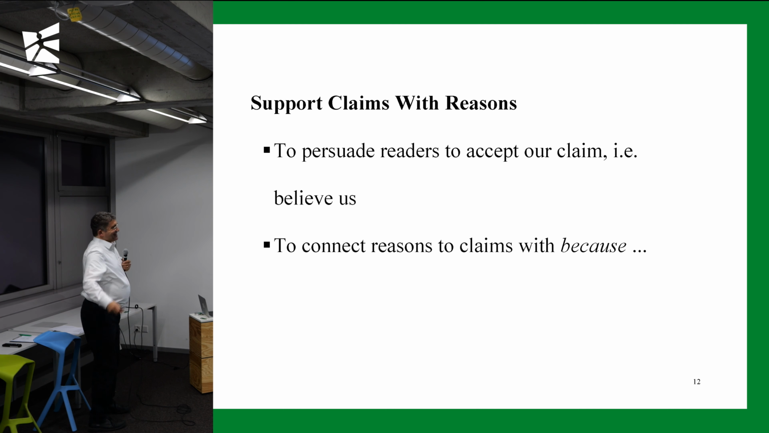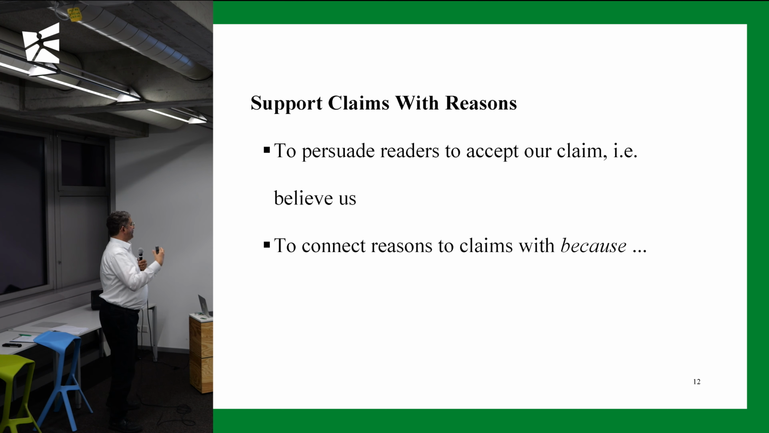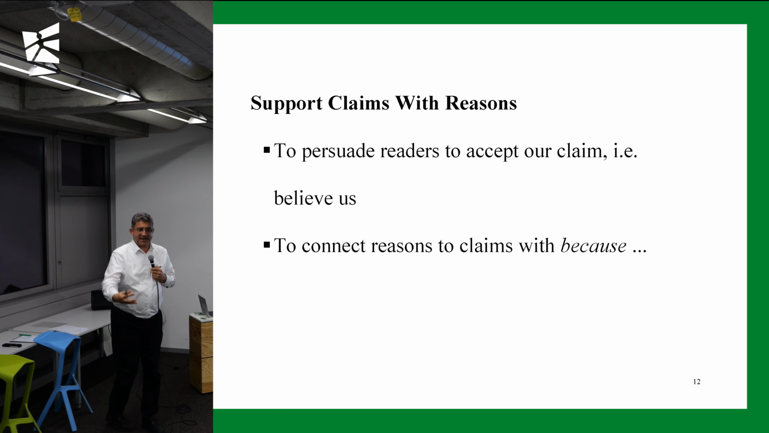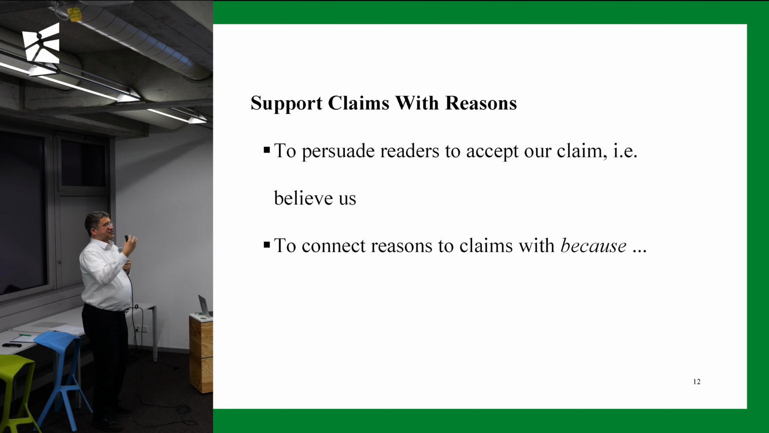Now, there are several things we need to do to strengthen our argument. The first thing is we need to support claims with reasons, because we want to persuade readers to accept our claim, but because our readers are sceptical people, we have to connect those reasons to claims, usually with the word because. Because and based on are the 2 key words in an academic argument.